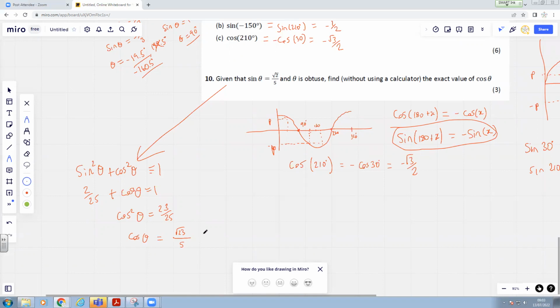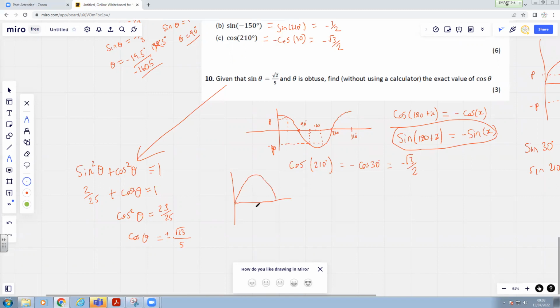Now, you might think, great, that's all I need to do. But there's always the sign issue. The only way this can go wrong is you can get the sign wrong, because remember, when you square root, you do actually get a plus or a minus. And we need to decide which one we need to use. Now, we can decide that straight away. It's told us that theta is obtuse.